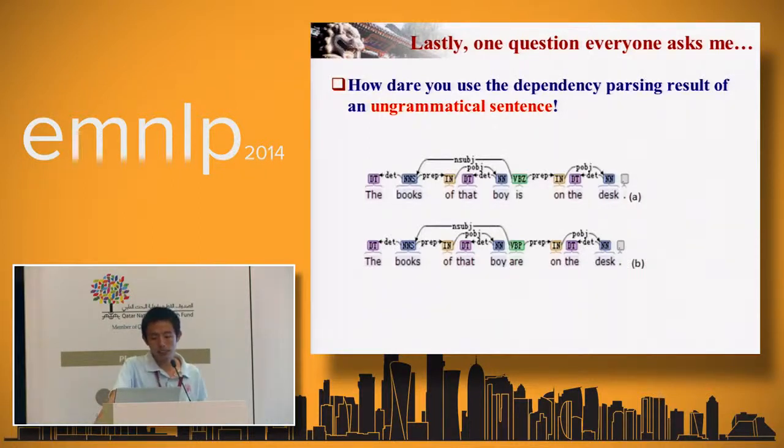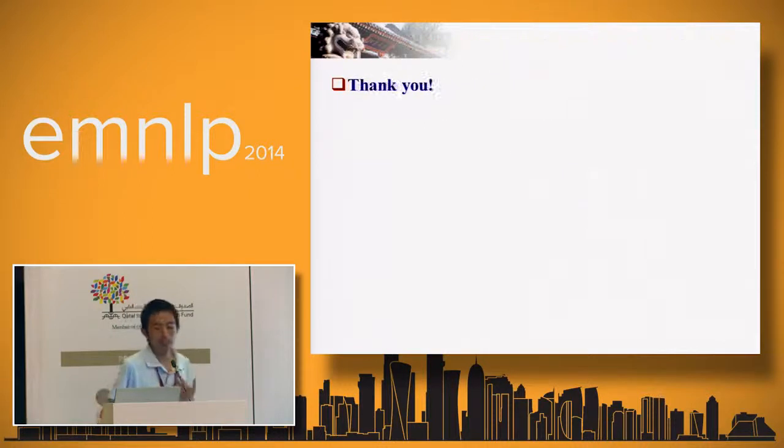I give an example of the same sentence: "The books of that boy is on the desk," and "The books of that boy are on the desk." These results are from the Stanford parser. You can see that the trees have the same structure, and the only difference is their POS tag and the word. Therefore, if the relations of the words are basically correct, you can perform this method on the dependency tree. So that's all my presentation, and thank you.